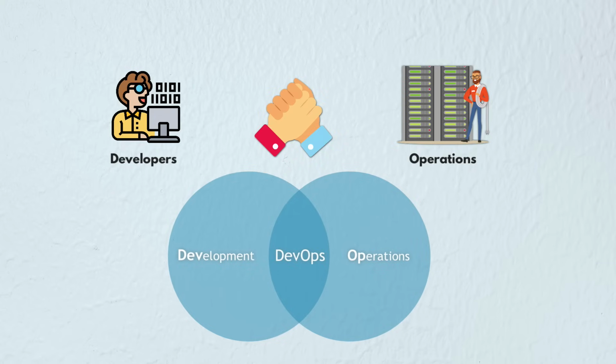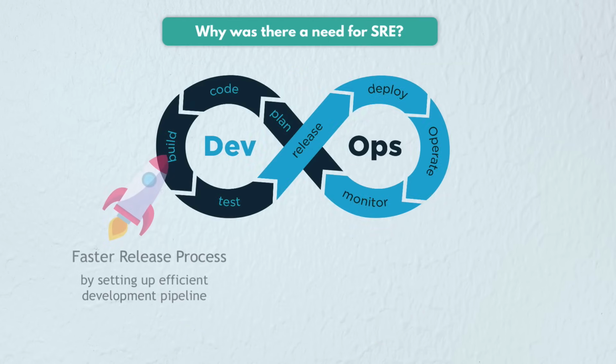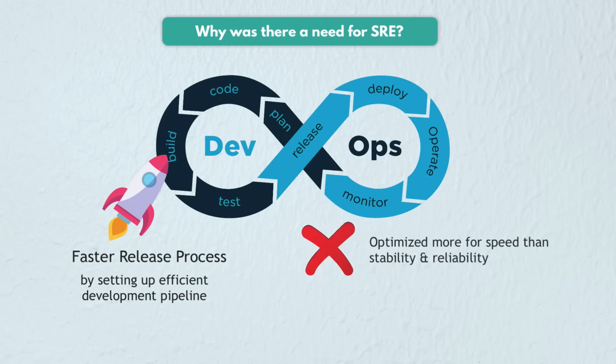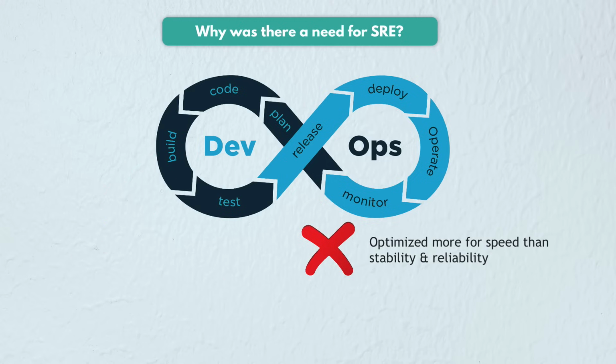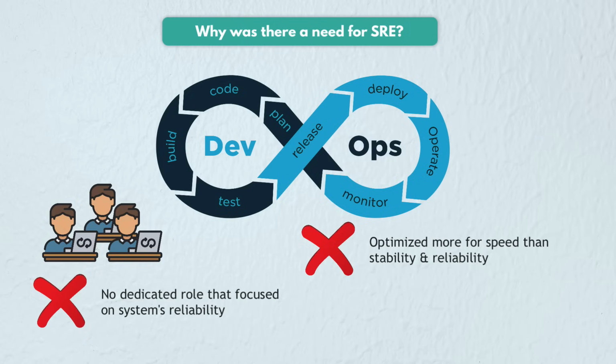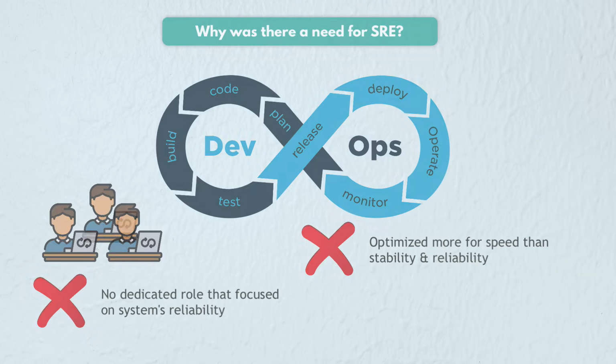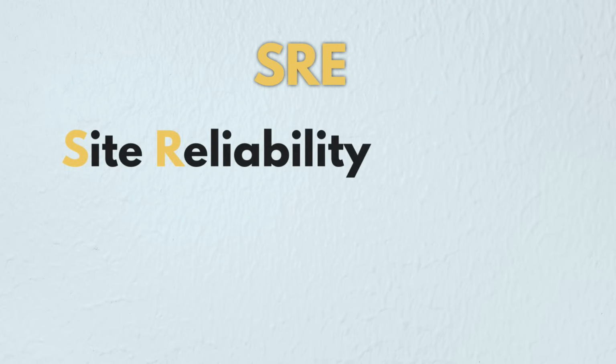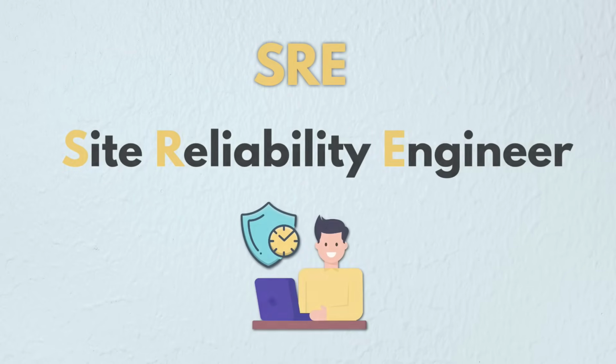Again, as you learned in my What is DevOps video. However, while DevOps made the release process faster, these releases were not as stable as ideally wished by DevOps principles. Plus, in a DevOps team, there was no dedicated role or person that actually focused full time on keeping systems reliable. And that's how the need for SRE and a site reliability engineer as a separate role emerged.